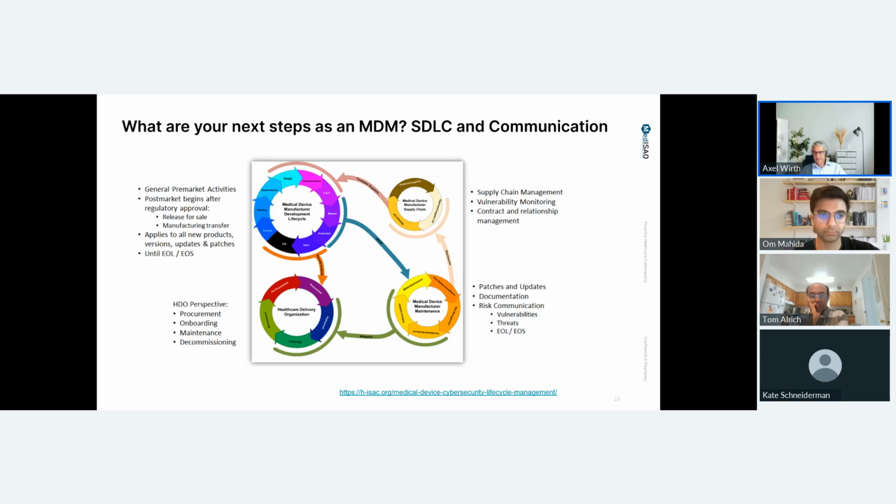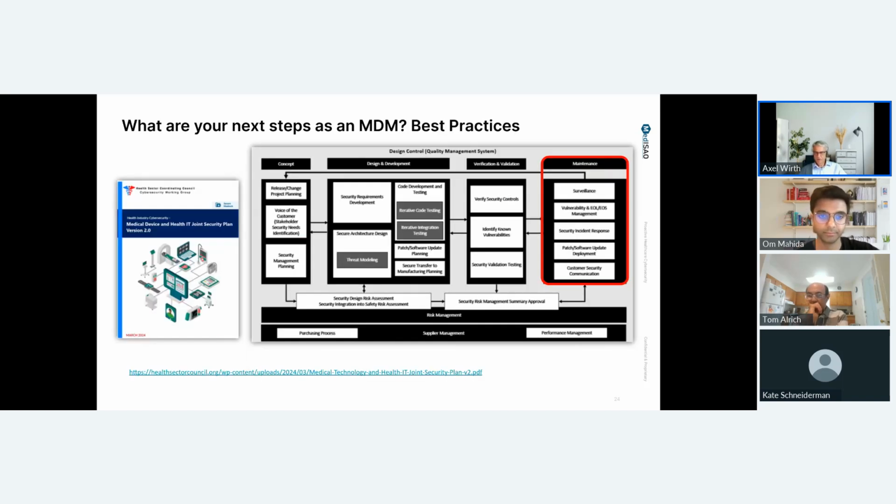But the point being is that a secure development lifecycle is not only limited to what happens inside the manufacturer, it also includes the manufacturer's supply chain, the manufacturer's customers, and tying it all together as part of the post-market management process.